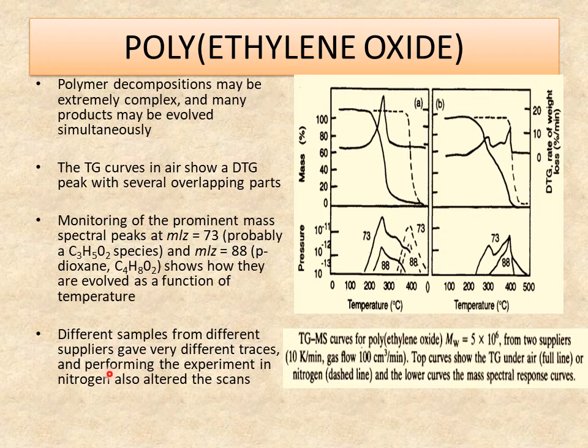Different samples from different suppliers gave very different traces. We can see here the trace of supplier A, and here are the results from supplier B, and these are quite different from each other. And performing the experiment in nitrogen also altered the scans. So same sample from two different suppliers, or same sample under different conditions, gives results that are quite different from each other. This can be well understood by looking at the TGMS curves for polyethylene oxide.